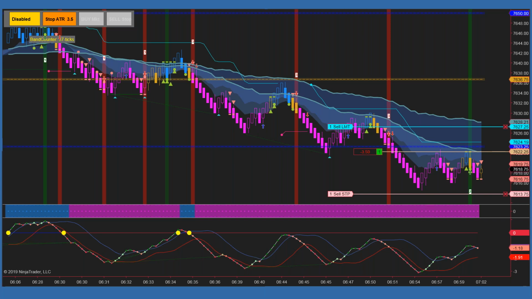Yeah, Steve makes an interesting point here. He says this is why we need to trade the micros for tough trades like counter trends. That's true. You know, the micros, you certainly have a lot less money in play.